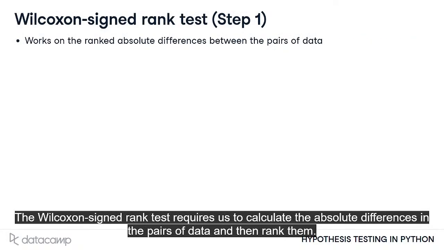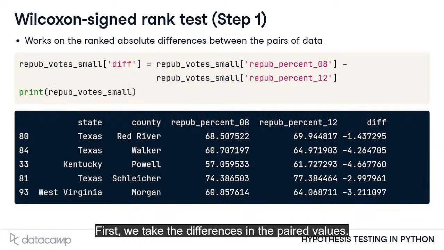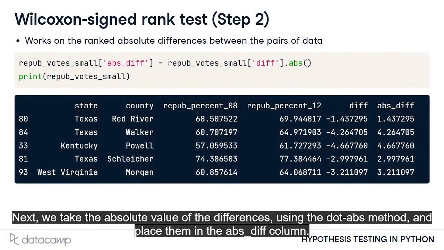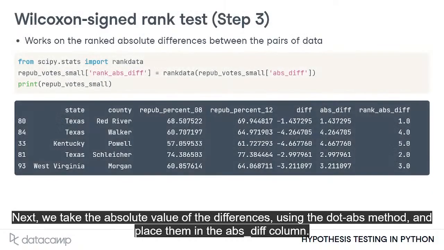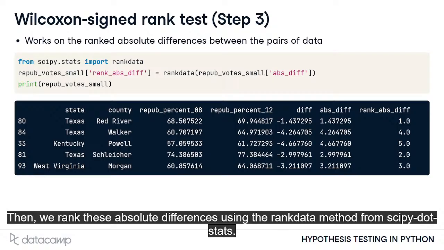The Wilcoxon signed-rank test requires us to calculate the absolute differences in the pairs of data and then rank them. First, we take the differences in the paired values. Next, we take the absolute value of the differences using the .abs method and place them in the absdiff column. Then, we rank these absolute differences using the rankdata method from scipy.stats.